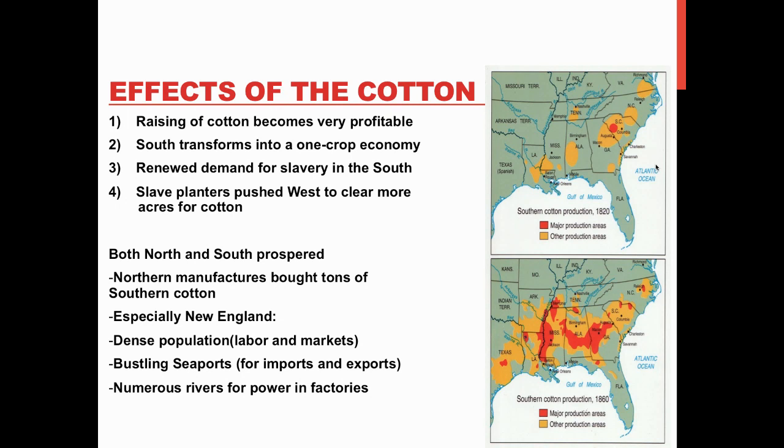But not only that, but the merchants. The merchants are coming from the North. The merchants are transporting the cotton from wherever it is, New Orleans or Savannah or Charleston, and they're taking it over to England, or they're taking it up to Boston or New York. And so who is benefiting from all this? Both the North and the South, especially New England, where we see the dense population, lots of manufacturing there, the seaports, etc. Okay.